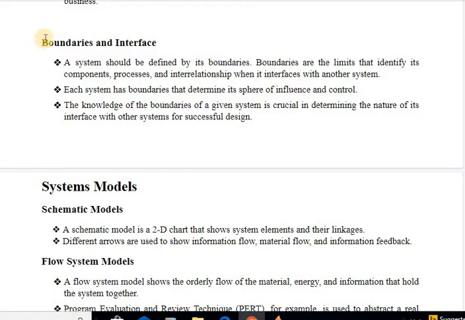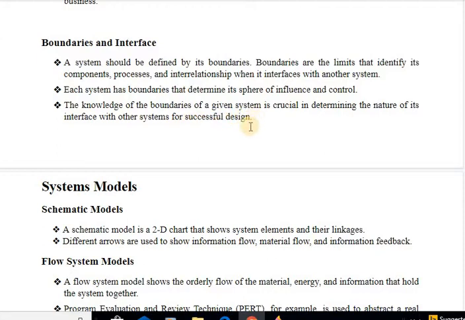The boundaries define the range within which your system should work. So a system should be defined by its boundary also. Boundaries are the limits that identify its components. Each system has certain boundaries that determine its sphere of influence and control. The knowledge of the boundary of a given system is crucial in determining the nature of its interface with other systems for a successful design.